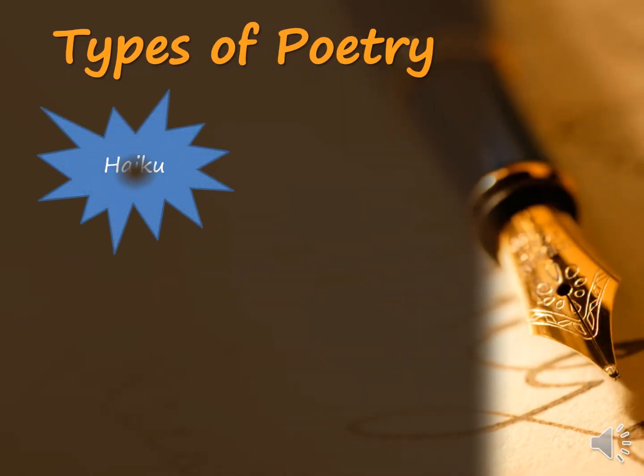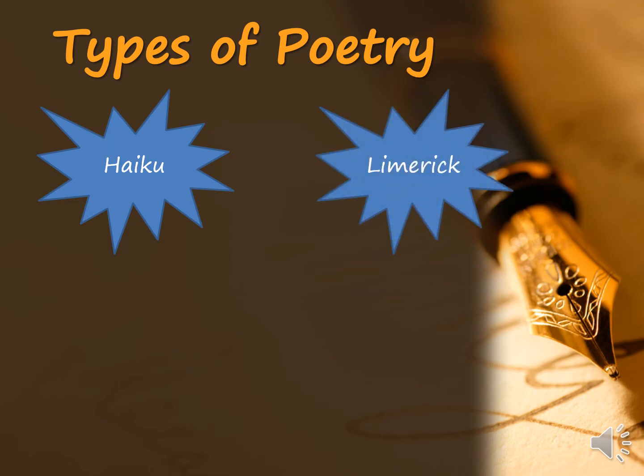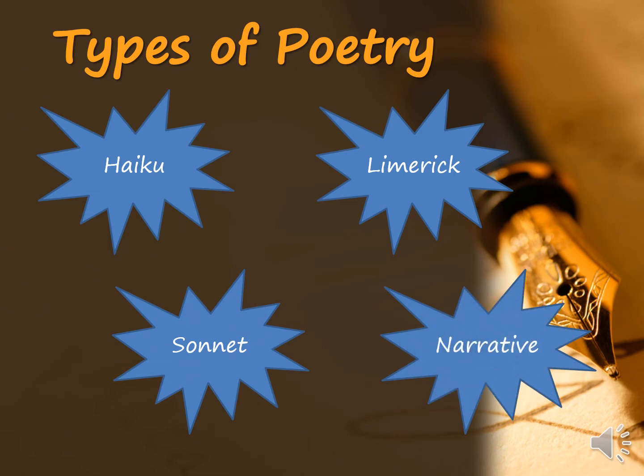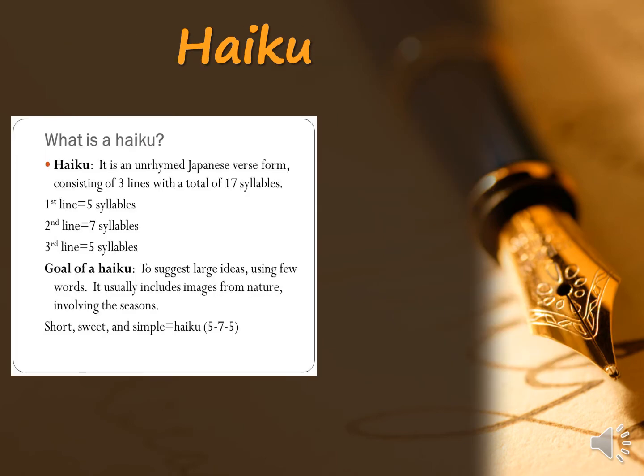There are many types of poetry, but we're going to focus on 4 of them: haiku, limerick, sonnet, and narrative. In this lesson, we will get to know haiku poetry. A haiku is an unrhymed Japanese verse form that consists only of 3 lines. The first line is of 5 syllables, the second line is of 7 syllables, and the last line is of 5 syllables. So the haiku is of 17 syllables in total only.